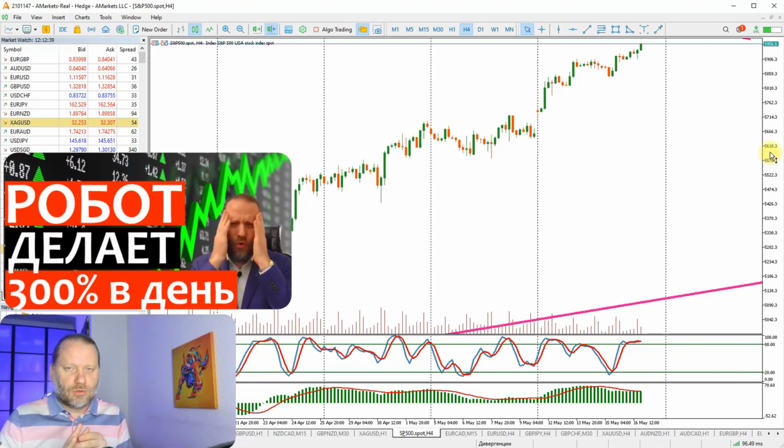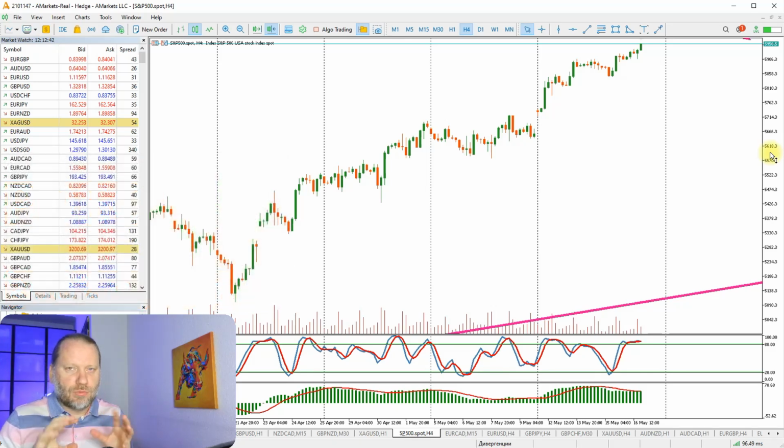It has 3 modes, if you don't know: buy mode, sell mode, and buy and sell mode at the same time. When the price is rising or falling, wherever it goes, up and down, the robot collects profits. But now, when the uptrend is obvious, it is better to use the buy mode. You will make better profits on it.